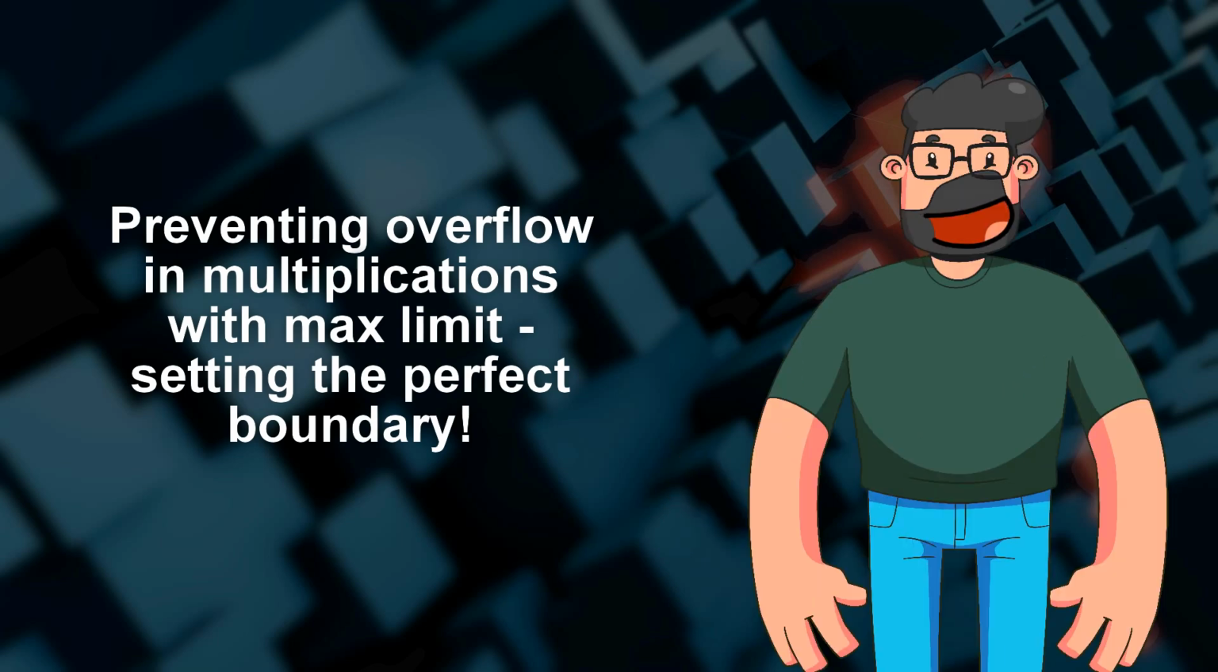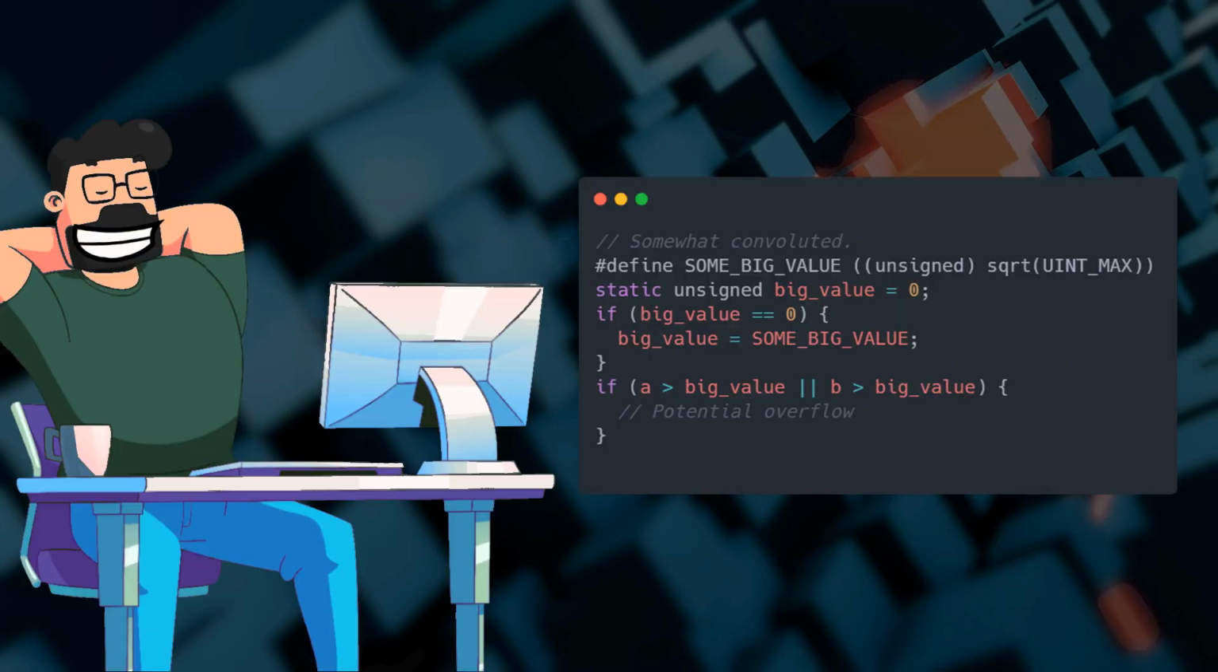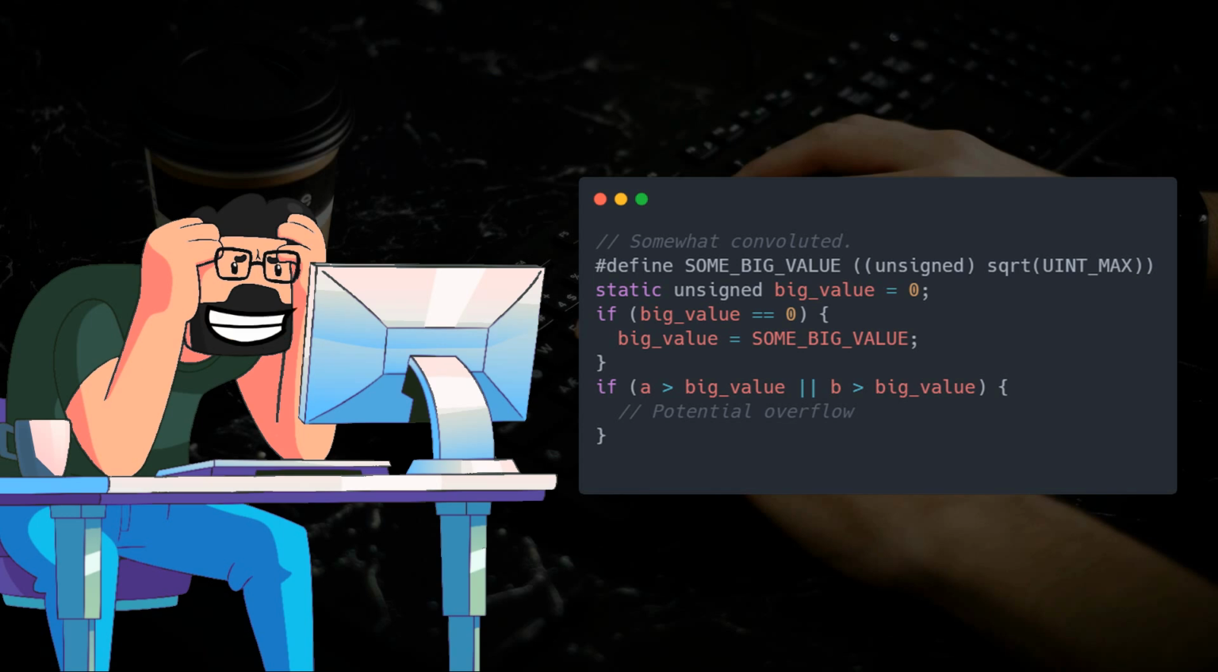An approach to handle this involves using a convention where the value 0 signifies any high number that exceeds some big value. The proposed solution aims to address this concern by setting up a mechanism to detect and handle potential overflows. Now, let's delve into the solution provided.